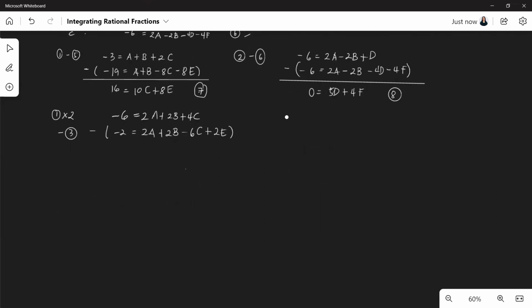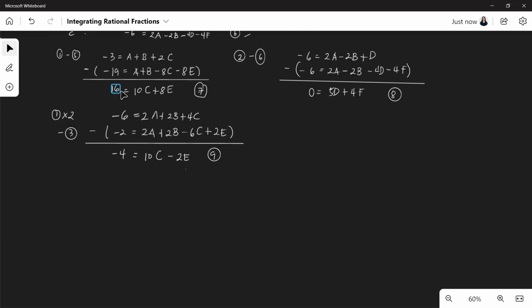So we have another equation eliminating A and B. Negative 6 minus negative 2, that's negative 4, equal to 4C, eliminating 2A and 2B. So 4C minus negative 6C, that's 10C. And then 0E minus 2E, so that's negative 2E. So let this be equation number 9.